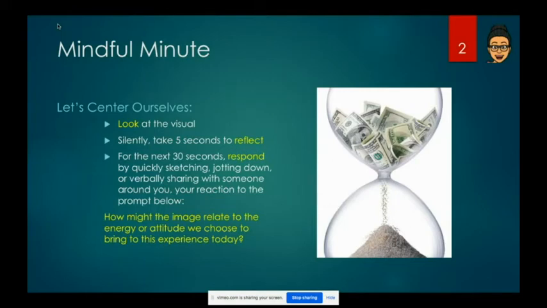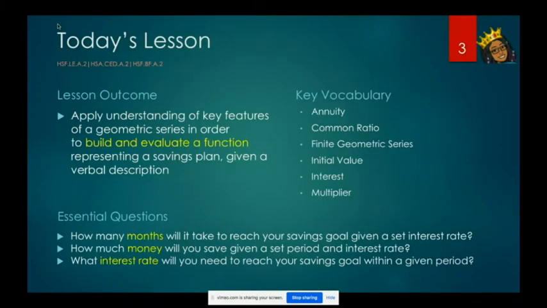Ms. Kearney, how did you feel about the problems you did over the weekend? I felt really good, but the table was getting a little bit tedious because I wanted to see my money grow for a very long time. However, I think I figured out an easy way to do it with an equation, so I'm excited about the lesson outcome for today, where we will apply our understanding of key features of geometric series in order to build and evaluate a function representing a savings plan from the verbal description we had last week.